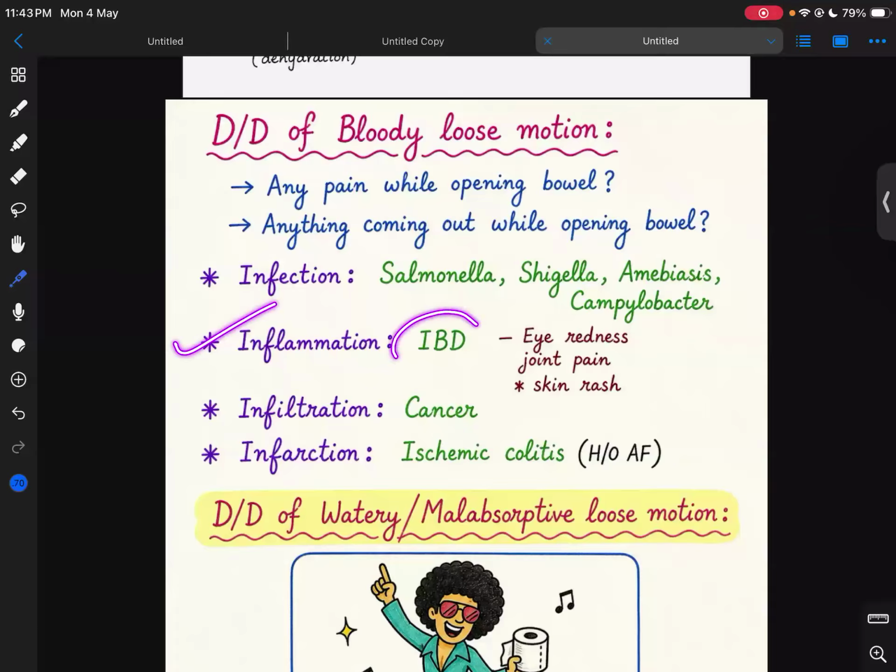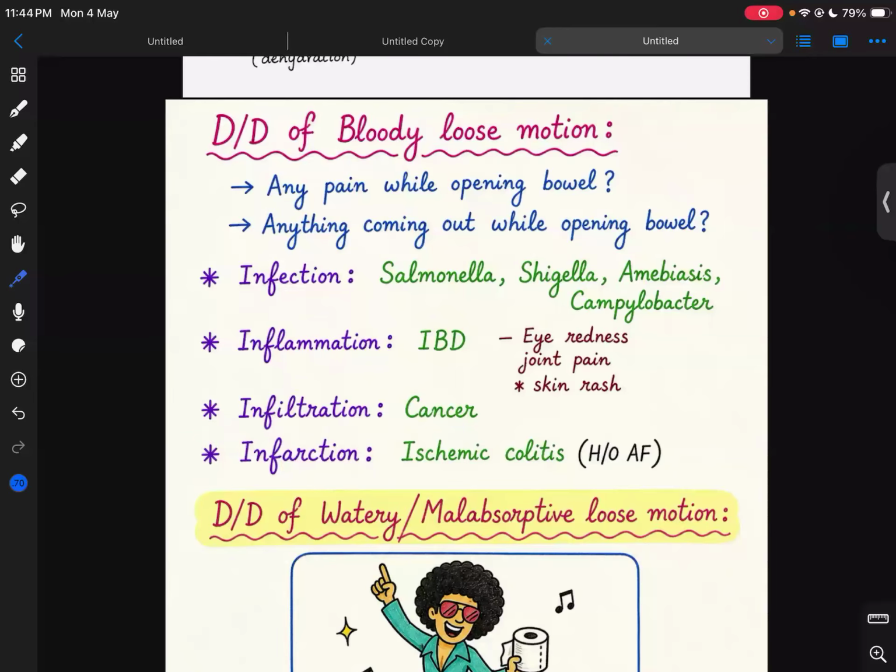For inflammation, it is inflammatory bowel disease. We have to rule it out by asking the screening questions of eye redness, joint pain, and skin rash. Those are the extraintestinal features of inflammatory bowel disease. For infiltration, that is cancer, can anyone repeat for me, what are the screening questions for cancer? Loss of appetite, loss of weight, lumps and bumps anywhere in the body. Thank you, doctor. Yes. And for infarction, it is actually a surgical case.